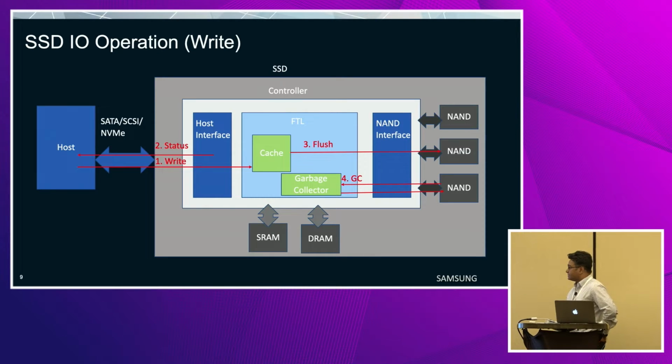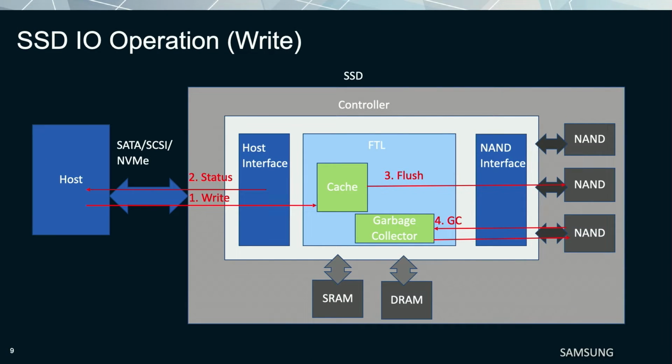So some SSD IO operations, as I told, like these are the host interface: SATA, SCSI, or PCIe and NVMe. So this speed is going to increase. NAND speed, this interface is going to increase. So the real thing comes here: how to maintain the performance, right? So this is a very basic write operation, okay?